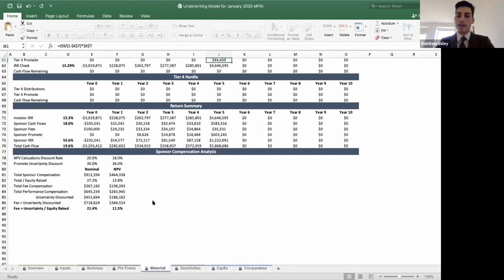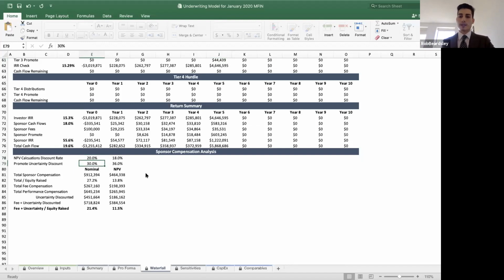So number one, a net present value discount. So it's great if you're going to hit your promote 5 years down the road and make $1 million, but that's 5 years down the road and there's uncertainty. So we need to discount that value back to present using a discount rate. And I just slap on a 20% discount rate, which is pretty aggressive, but that's just the number that I've chosen. And then the other discount I use is a promote uncertainty discount.